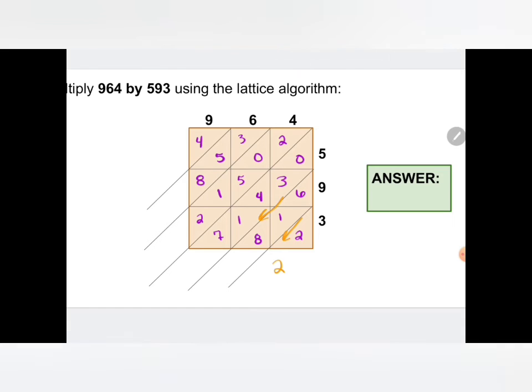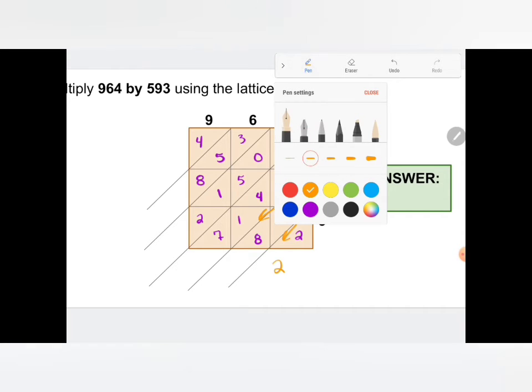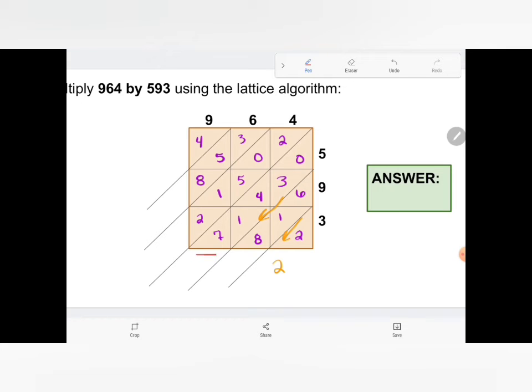With our next row, we have an 8, a 1, and a 6. 8 plus 1 plus 6 is going to be 15. Well, we don't want 2 digits. We only want 1 digit. So we're going to take 10 out of that, and we're going to move it over, and we're going to label it as a 1 for our next digit up.